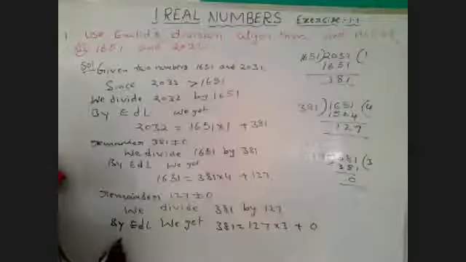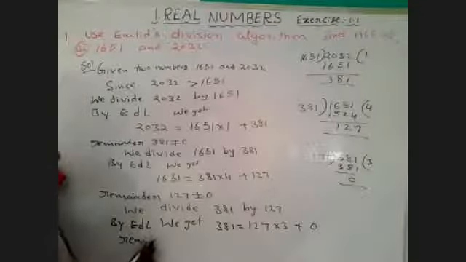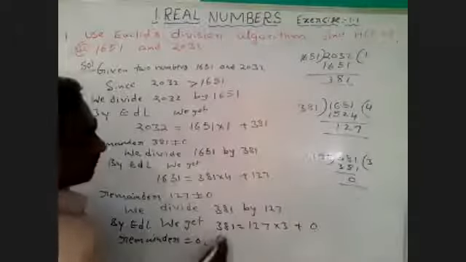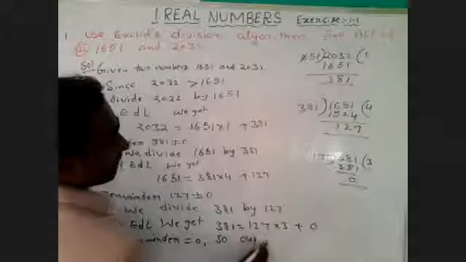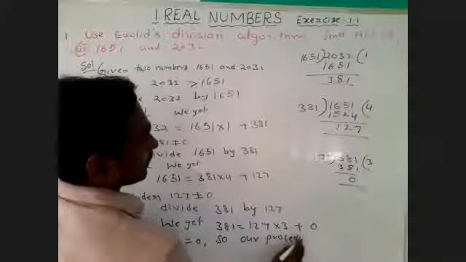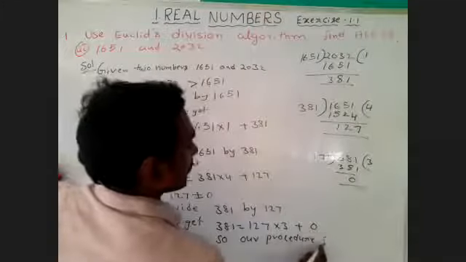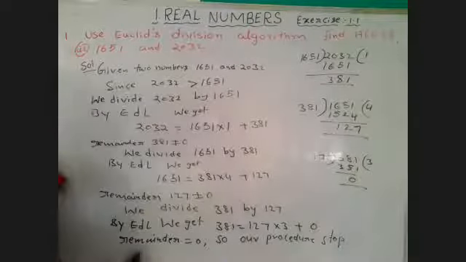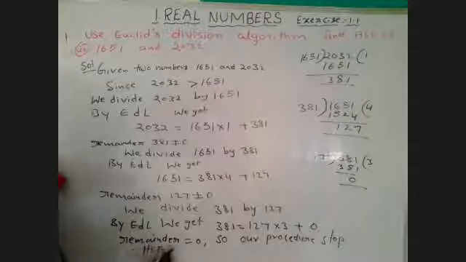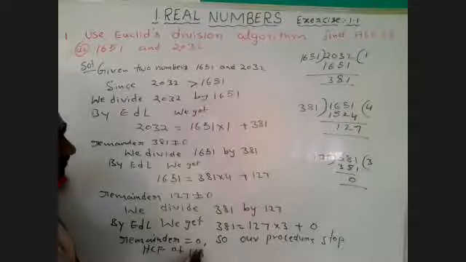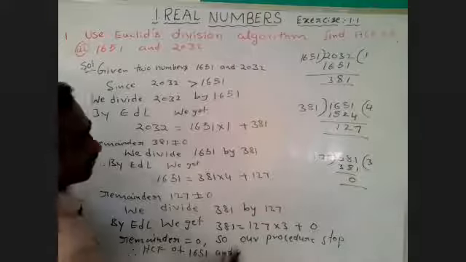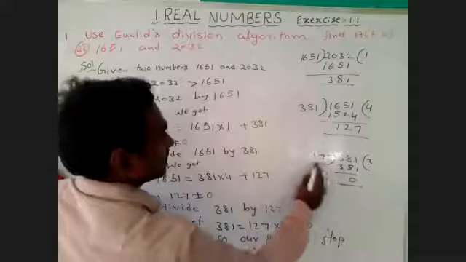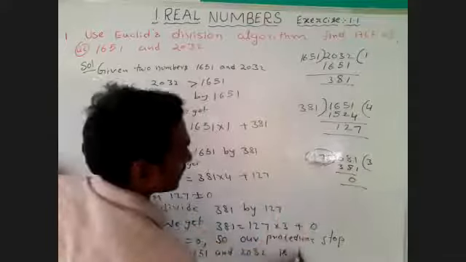The remainder is 0, so our procedure stops. Therefore, the HCF of the given two numbers 1651 and 2032 is the last divisor, 127.